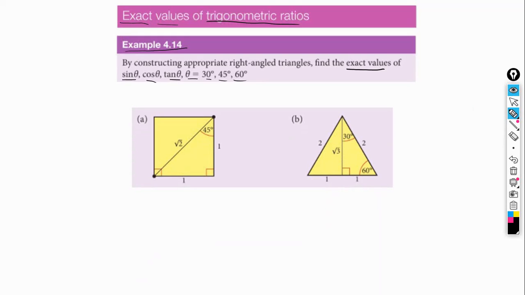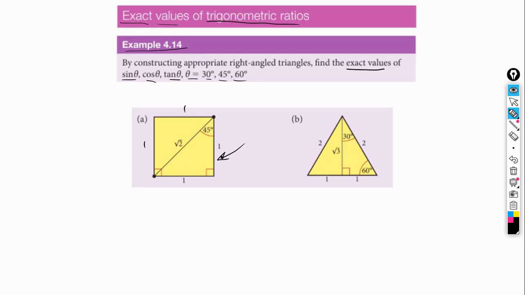So take a look at these two figures. First, figure A is a square. Notice that the square has lengths 1 for each side. And then if we draw a diagonal, we would get a right-angled triangle here to the right, also to the left, but let's focus on this one to the right. And the hypotenuse would be equal to the square root of 2.